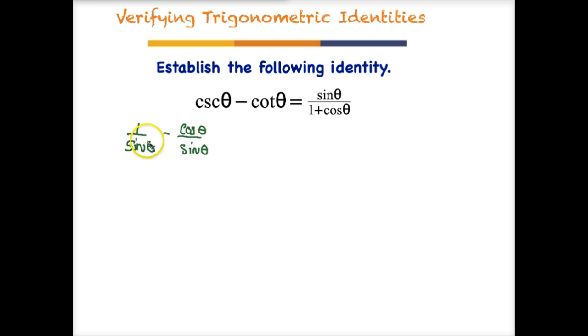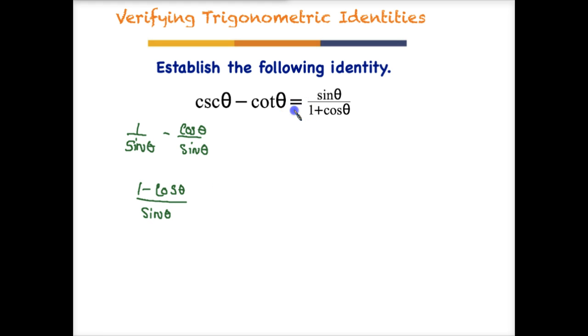But now I have two fractions. Let's go ahead and combine our fractions. We have 1 minus cosine theta all over sine theta. I had a common denominator, so I was able to combine my numerators. But this still does not equal this. Well, one of the tricks we can do that we talked about was using algebra. We need for our denominators to be the same. But we don't have a Pythagorean identity situation here because nothing is squared.